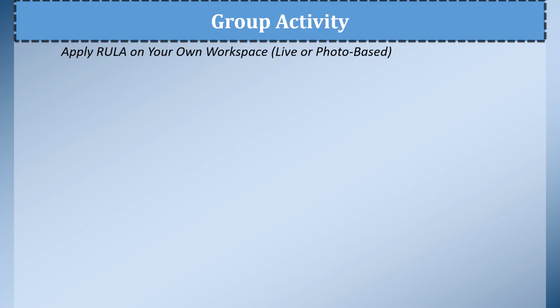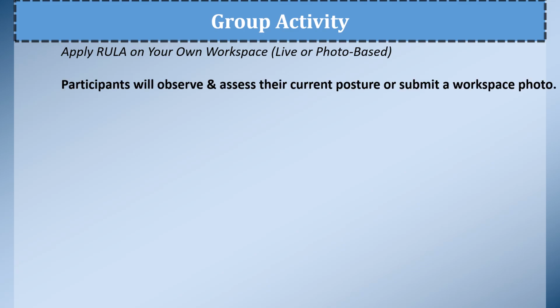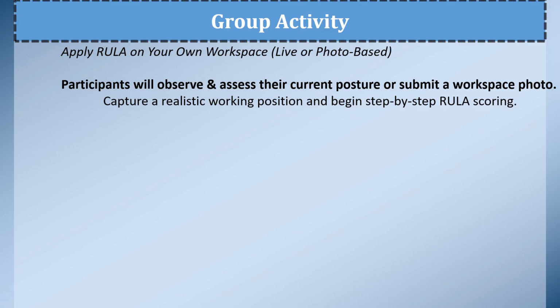Group activity: apply REBA to your workspace. Either live, or if you have a photo from your office, you can use a photo-based assessment. Participants will observe and assess their current posture or submit workspace photos. Now you will take a photo of your workstation posture or assess your current seated position live. Try to reflect a typical working posture rather than adjusting for the activity. This makes your assessment more accurate and meaningful.